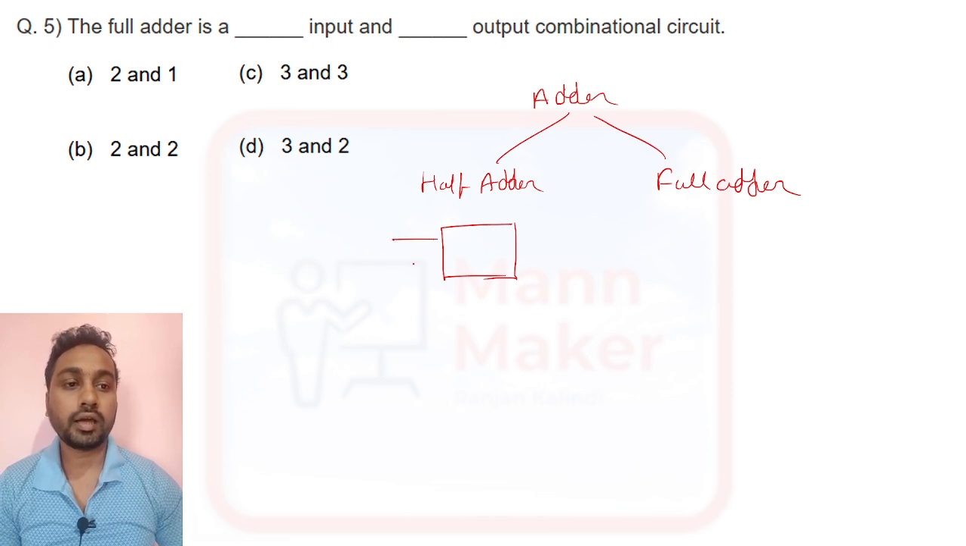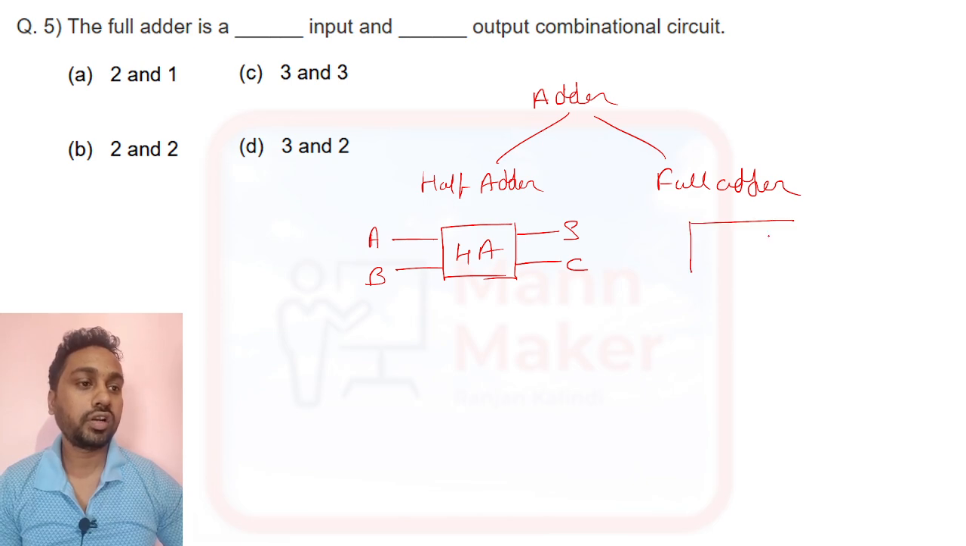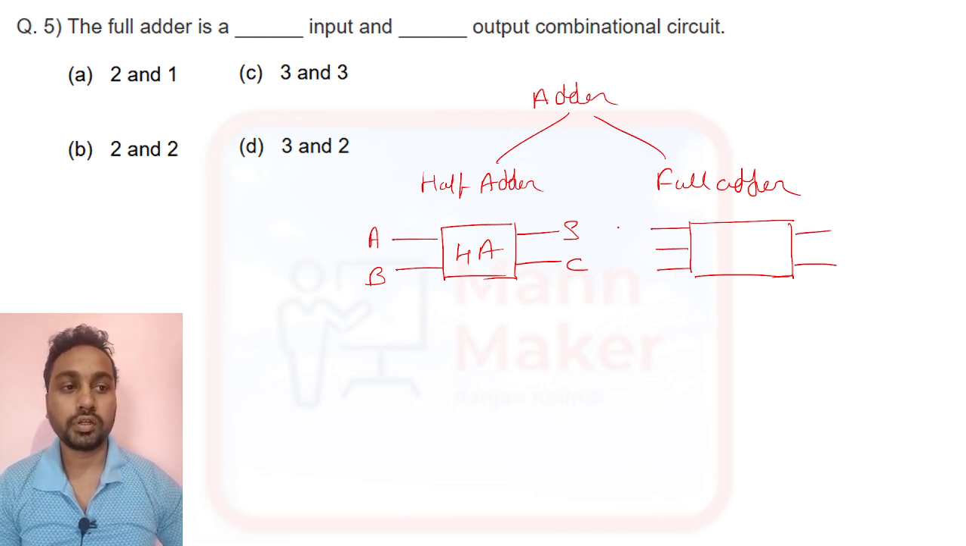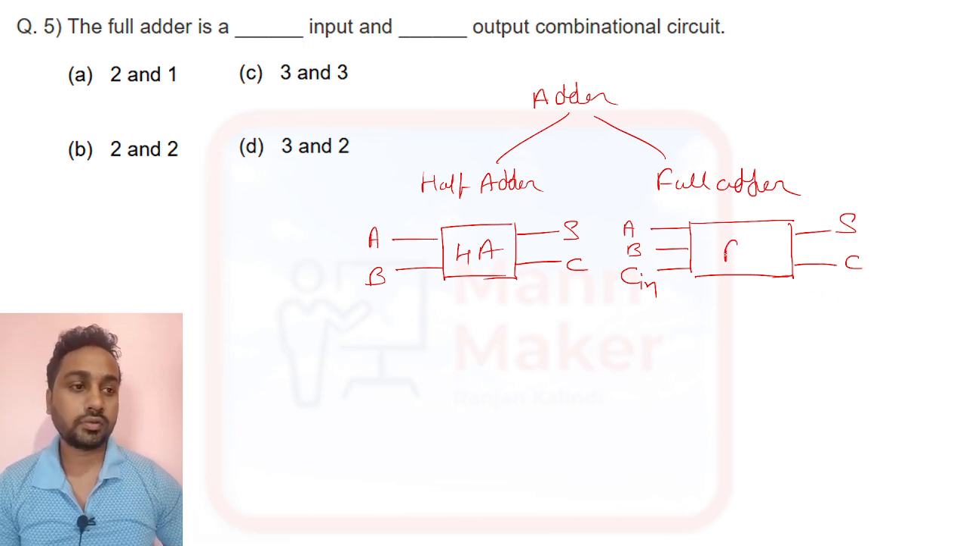In half adder we have two input lines, A and B. We have two inputs and two outputs, that is sum and carry. This is the half adder. And if we talk about full adder, then in full adder we have three inputs and two outputs. The three inputs are A and B and carry in, and the outputs will be sum and carry.